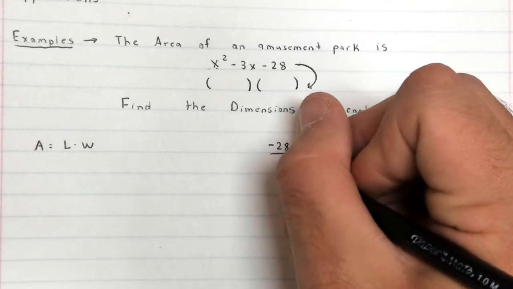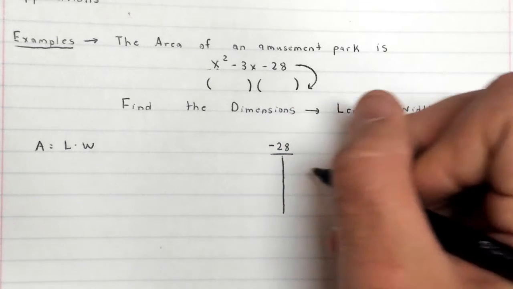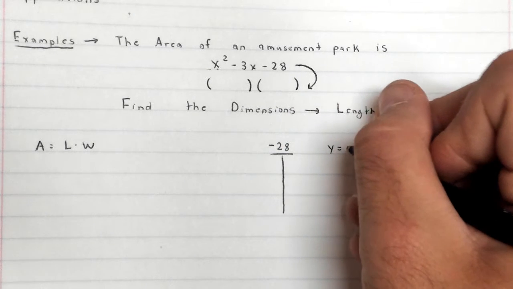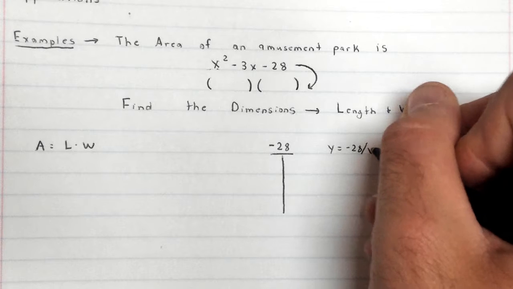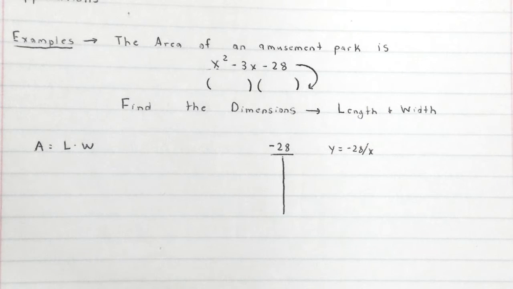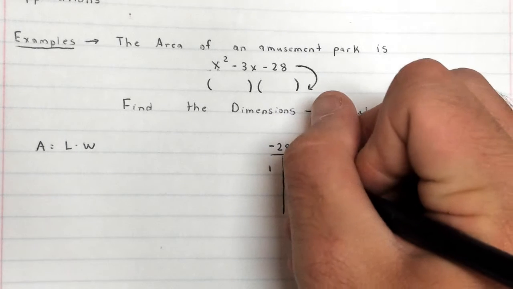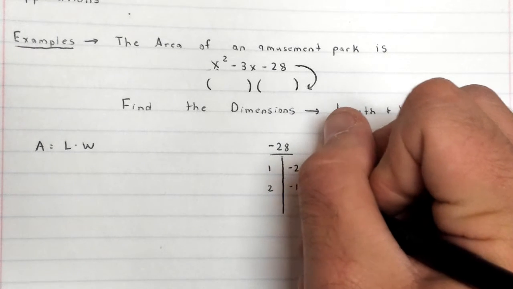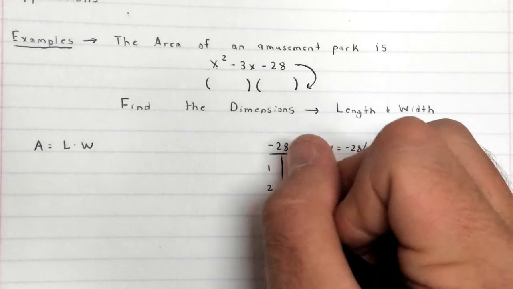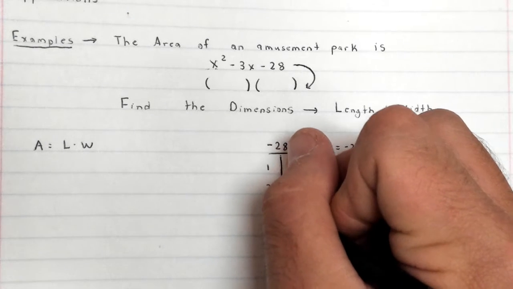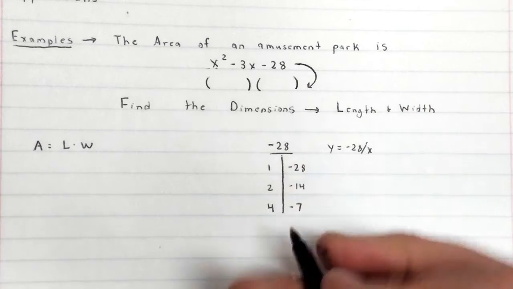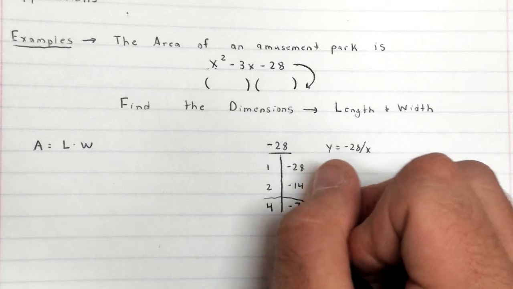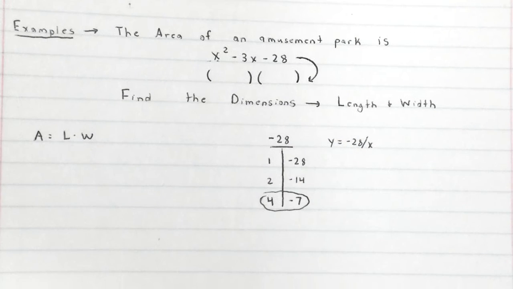Remember, you can go in your calculator if you don't want to do your mental math. Remember y equals negative 28 divided by x. Negative 28 looks like I got 1, negative 28, 2, negative 14. Don't think 3 will go in there. I think 4 and negative 7.